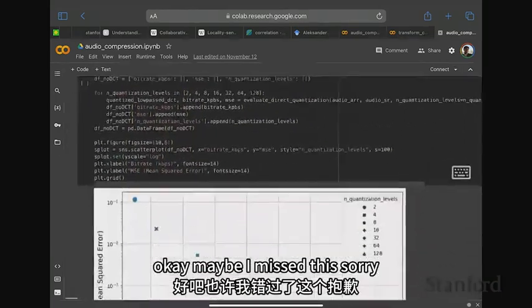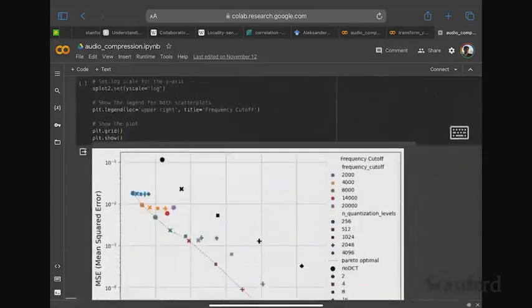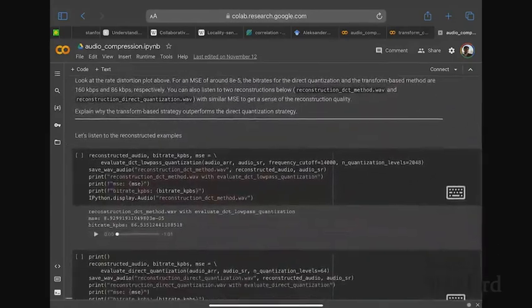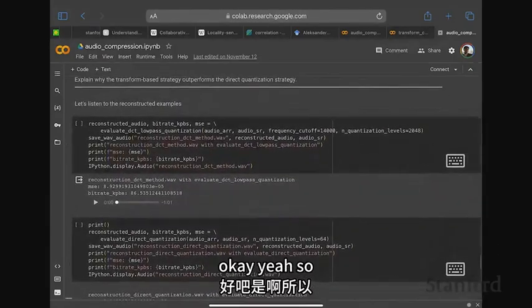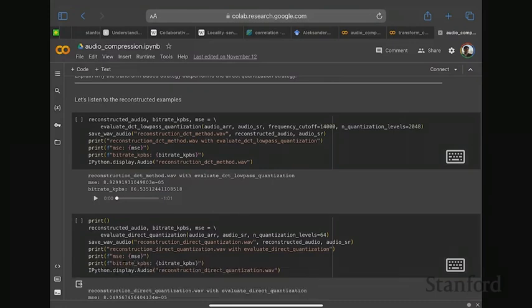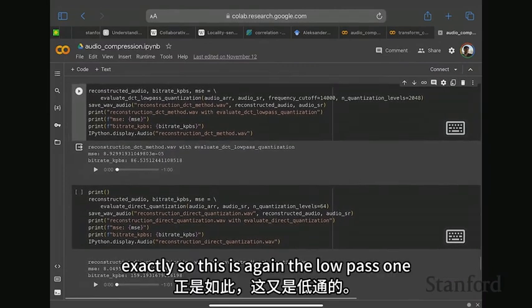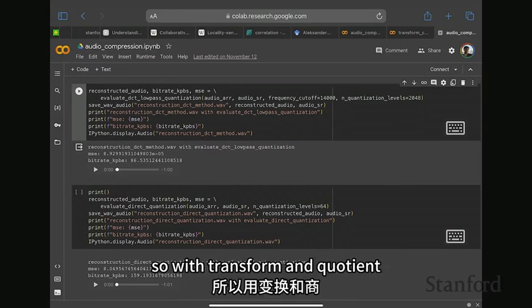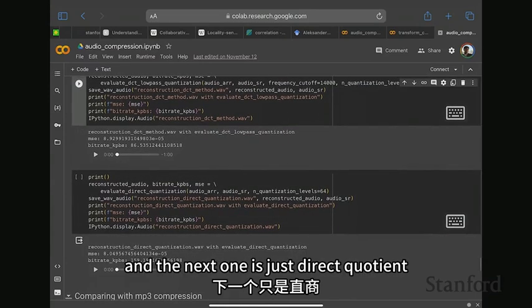I think there was an example. Okay, maybe I missed this. Sorry. Okay, yeah, I think this is an example. Let's just hear it. Exactly. So this is again the low pass one, with transform and quantize, and the next one is just direct quantized.